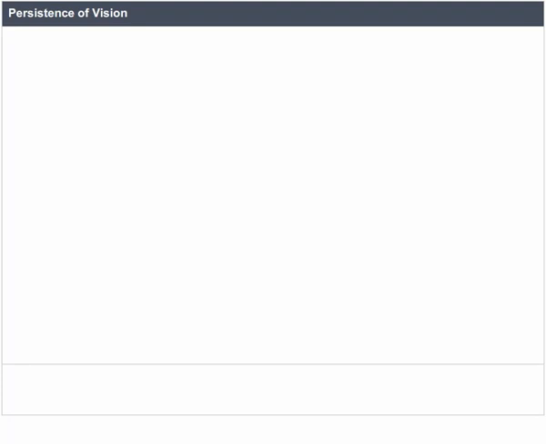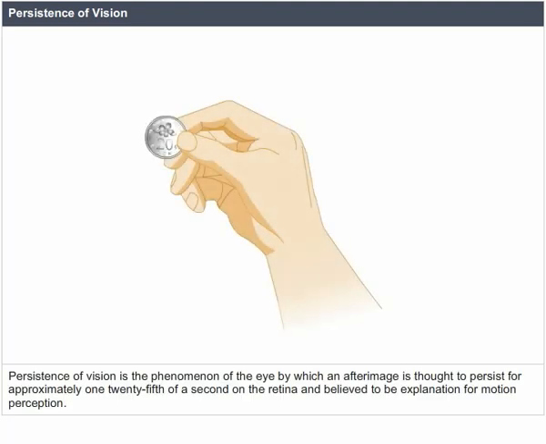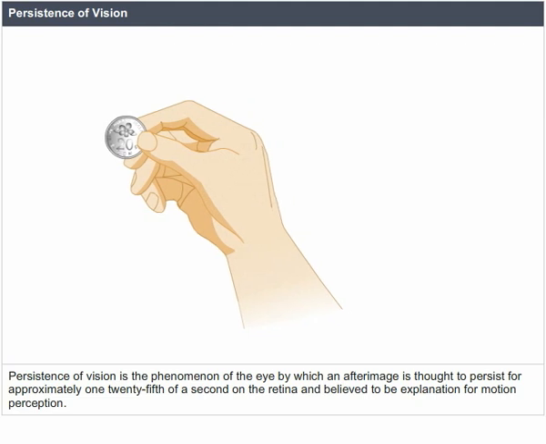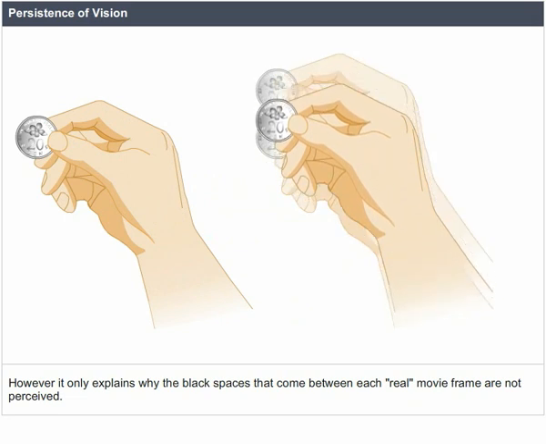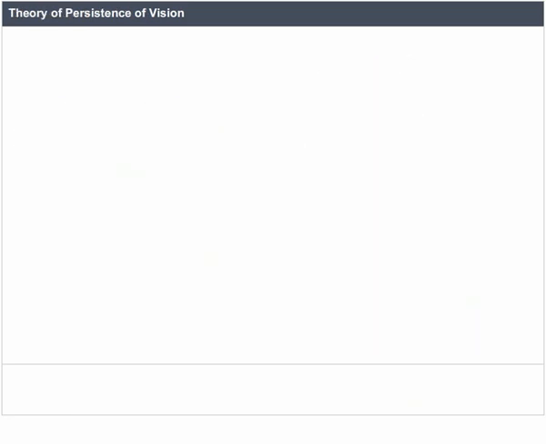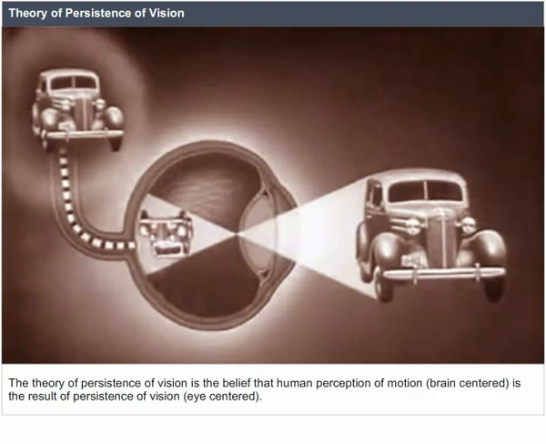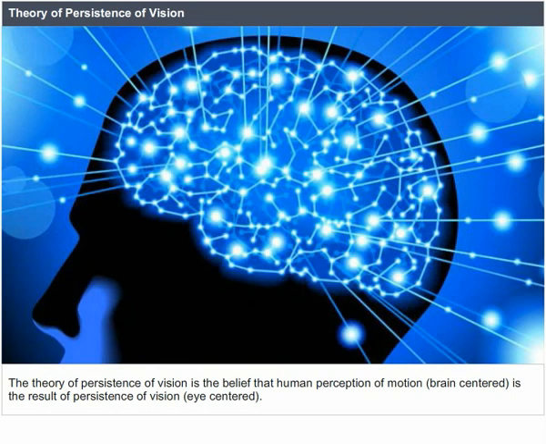Persistence of vision. Persistence of vision is a phenomenon of the eye by which an after image is thought to persist for approximately 1/25th of a second on the retina and believed to be the explanation for motion perception. However, it only explains why the black spaces that come between each real movie frame are not perceived. Theory of persistence of vision. The theory of persistence of vision is the belief that human perception of motion, brain-centered, is the result of persistence of vision, eye-centered.